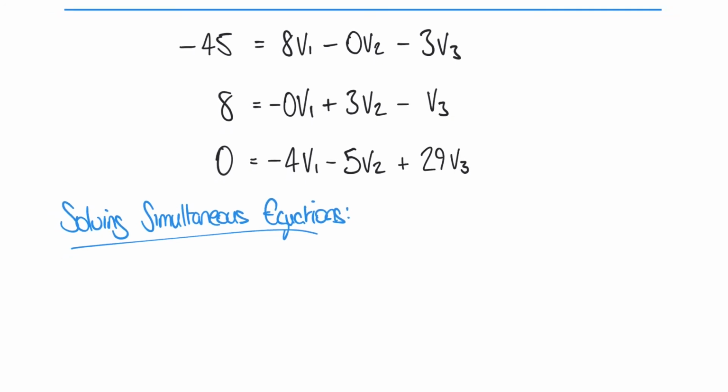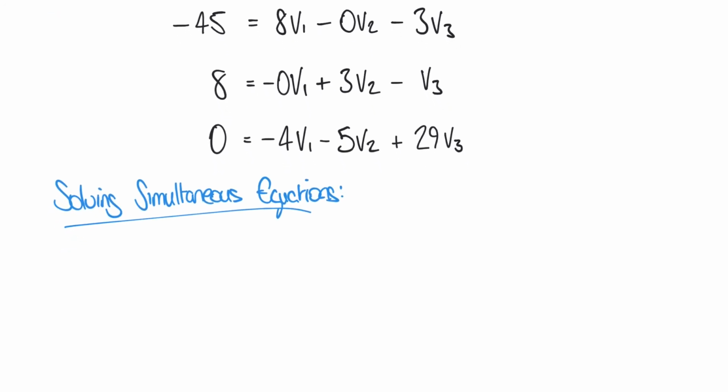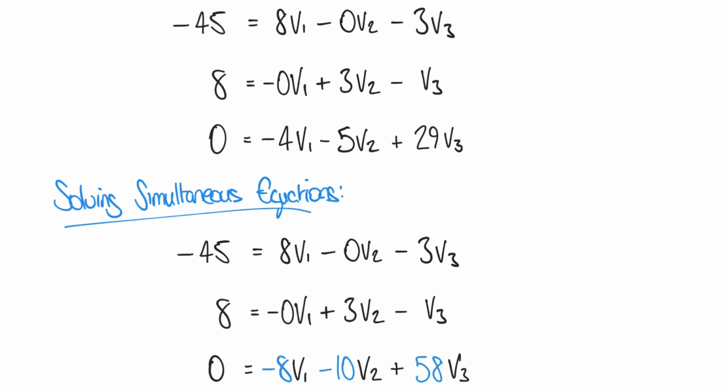Let's start by doubling all of the terms in equation 3 here. And we'll end up with something that looks like this. We have 0 equals minus 8 V1 minus 10 V2 plus 58 V3. We've doubled all of those terms. And the reason I've done this, there's no one correct way to go about this, but I'm looking at equation 1 here, which has an 8V1 term. And you'll notice that by doubling equation 3, I've now got a minus 8V1 term. And so what I can now do is add equation 1 and equation 3 together.